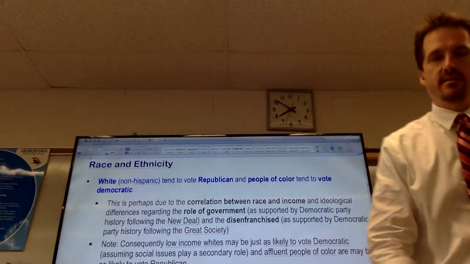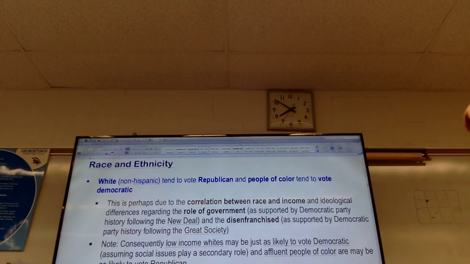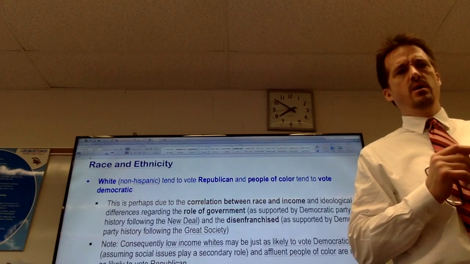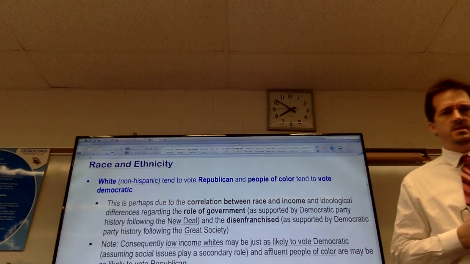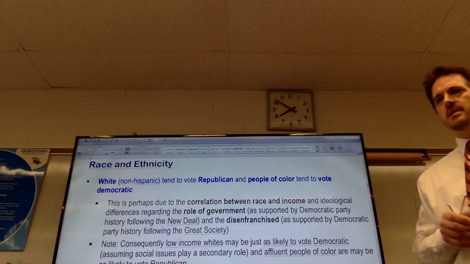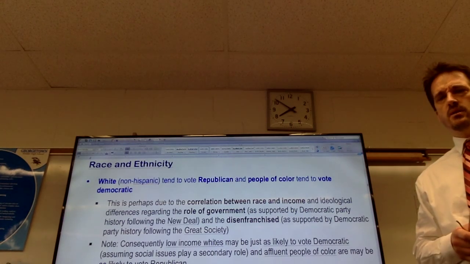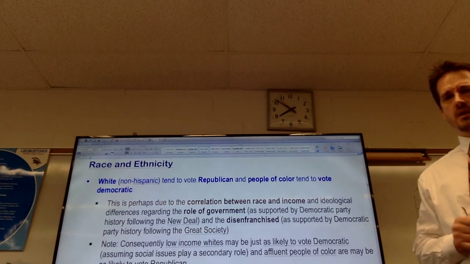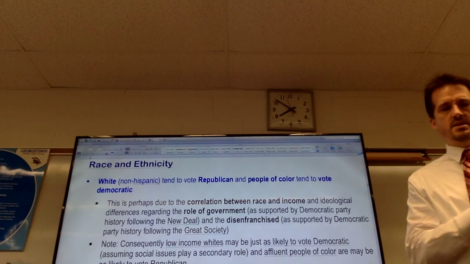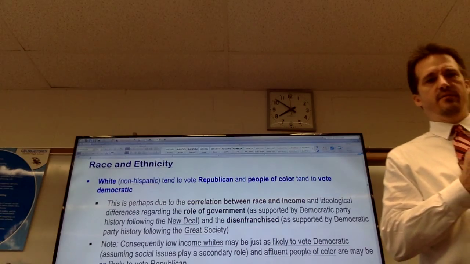Ethnicity, race and ethnicity. Let's talk about white people. White people tend to vote Republican, and people of color tend to vote Democratic. I did this in the Civil Rights Unit. So what I hope you remember is that there is a correlation between race and income, and it, in many ways, can become cyclical and self-perpetuate, because once that correlation happens, it affects.